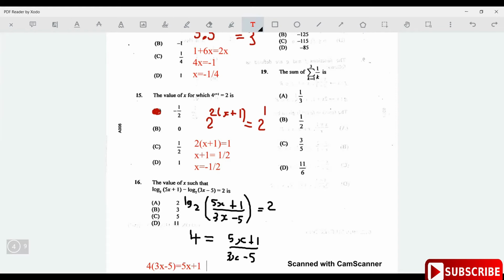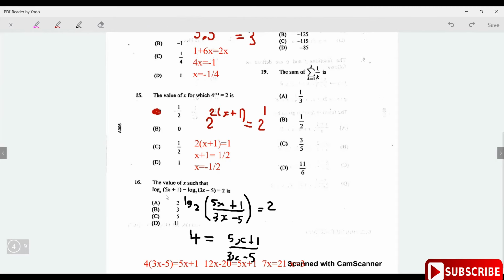And so what you're going to get is 4 times 3x is 12x, minus 4 times minus 5 is minus 20. That's equal to 5x plus 1. And so we can subtract 5x from both sides to get 7x is equal to, add 20 to both sides, 21. And so x equal 3. X equal 3. Nice and easy. No biggie. Moving right along.